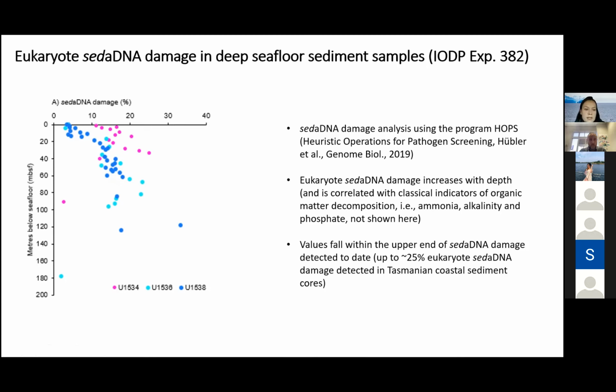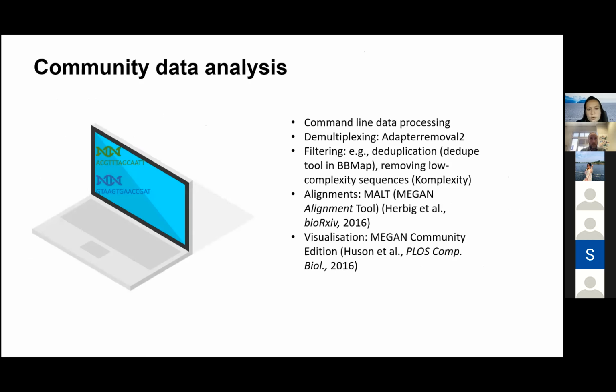Again, this is something that's only been done a few times. There's not much comparison, and we don't really know yet where it stops. Is this a phenomenon that we can find in different areas of the ocean? I know from our Tasmanian sediments it's very similar. There seems to be this plateau at about 25% eukaryote damage, but again, this is something that would be great to explore further in the future.